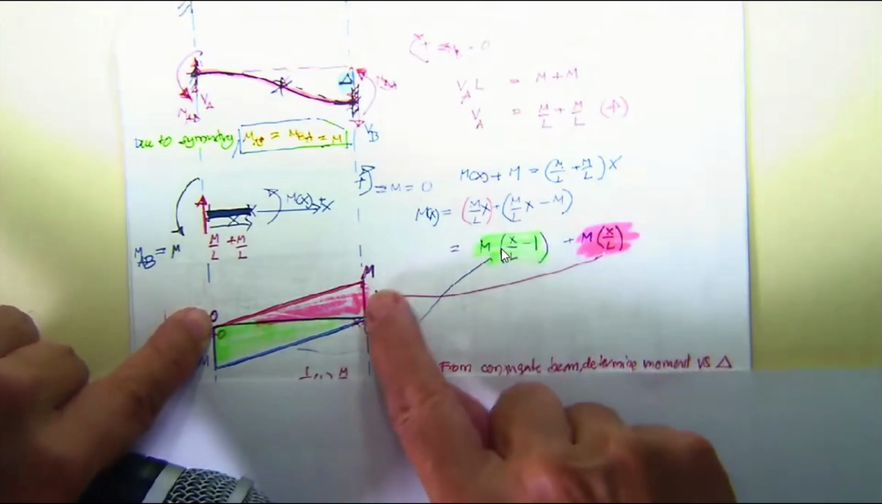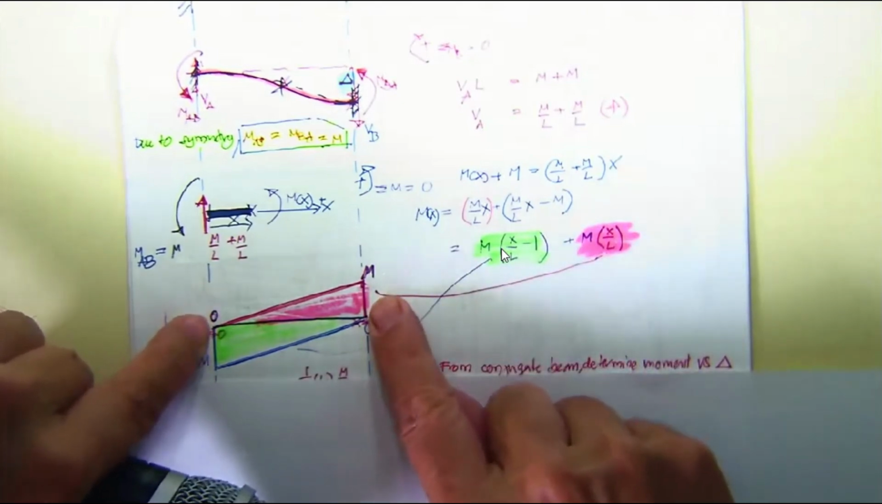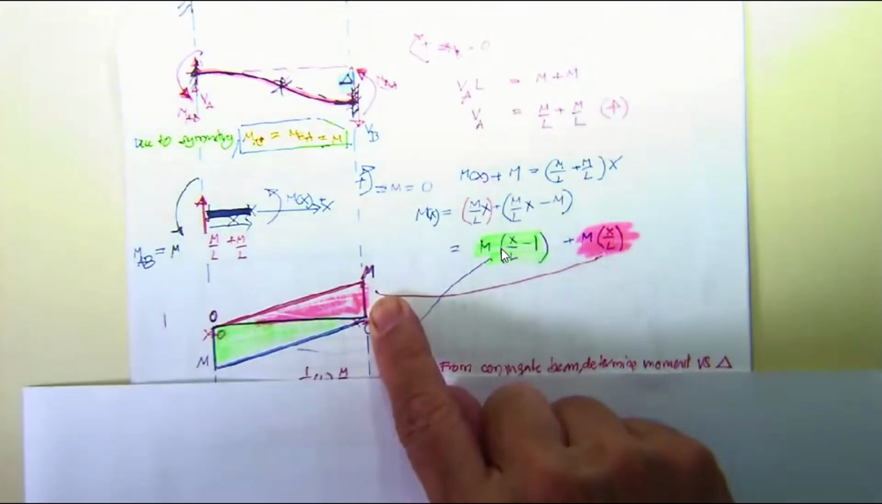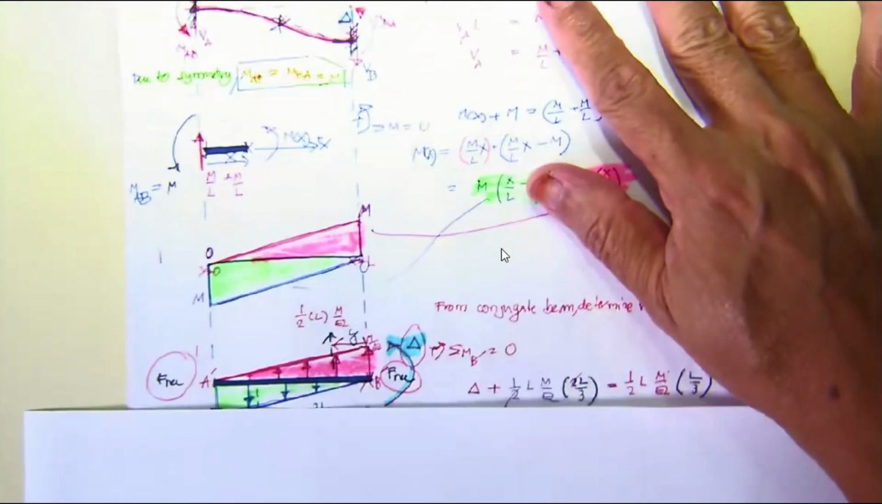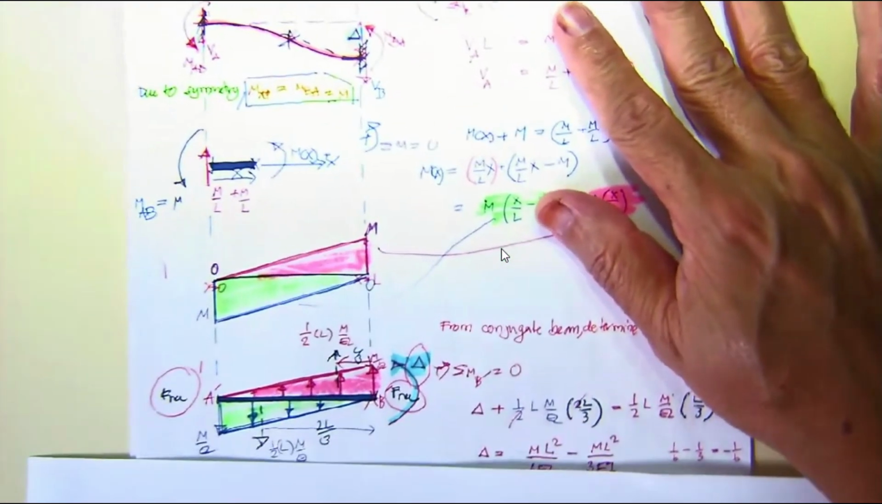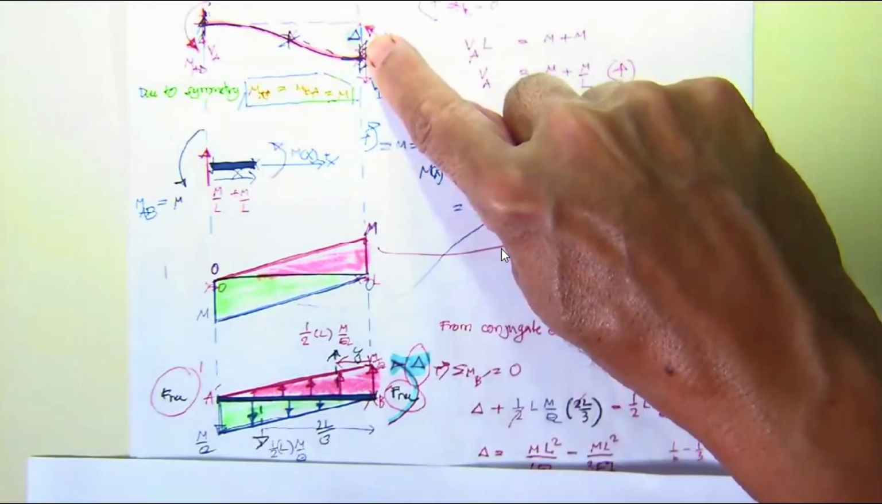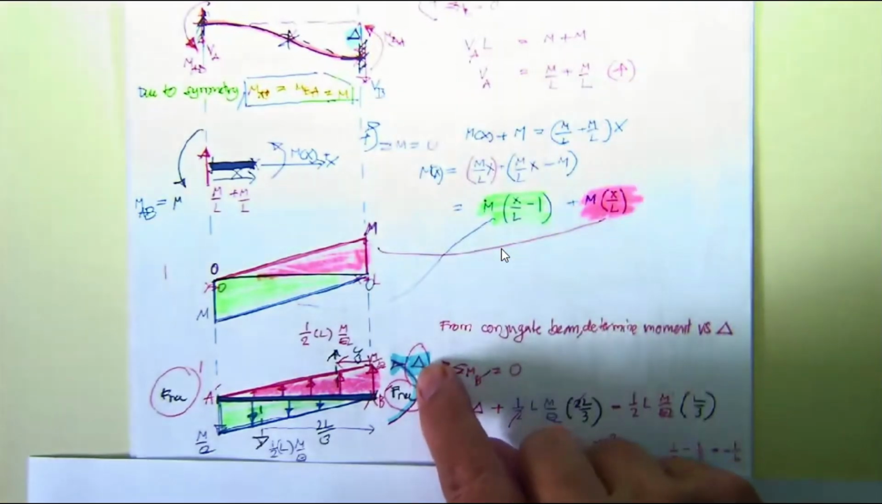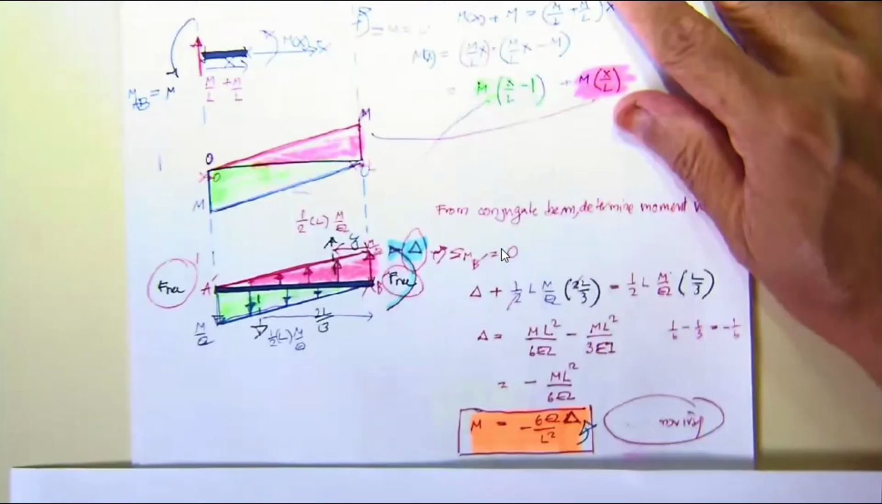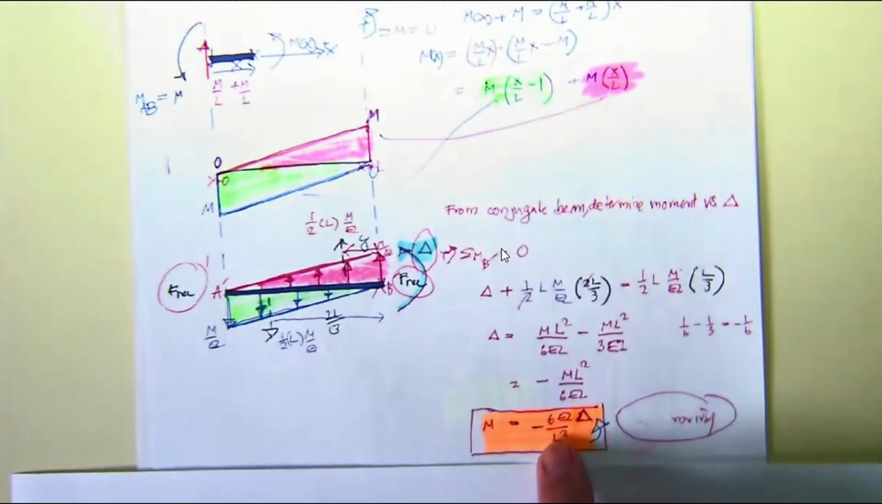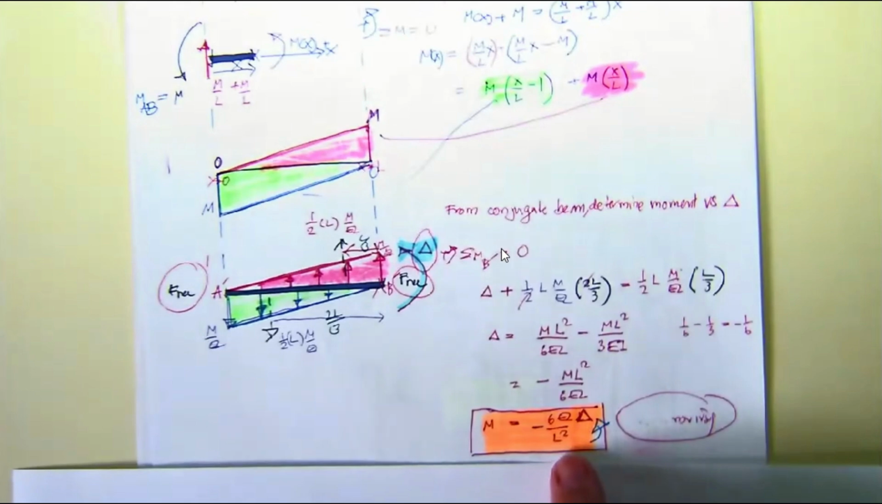And fixed changes to free. Fixed changes to free. Remember consistent deformation, we are talking about fixed changes to free. So you have this conjugate beam. But don't forget the differential settlement delta. For the conjugate beam, it must change to moment on the conjugate beam. By putting this one in and doing the calculation, we will get m equal to negative 6EI over L square times delta.